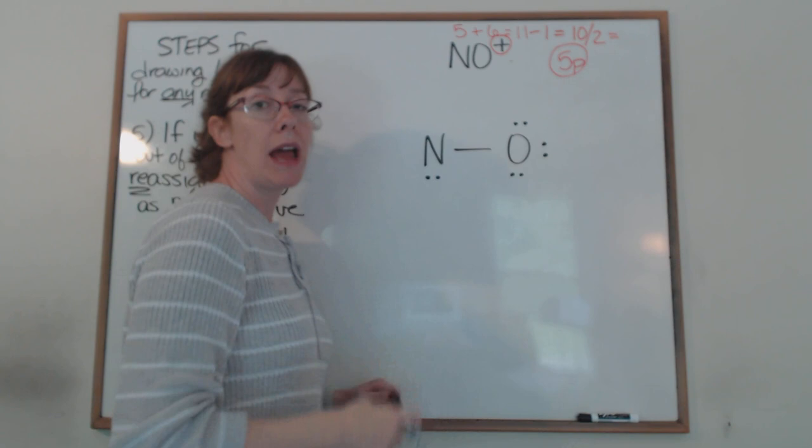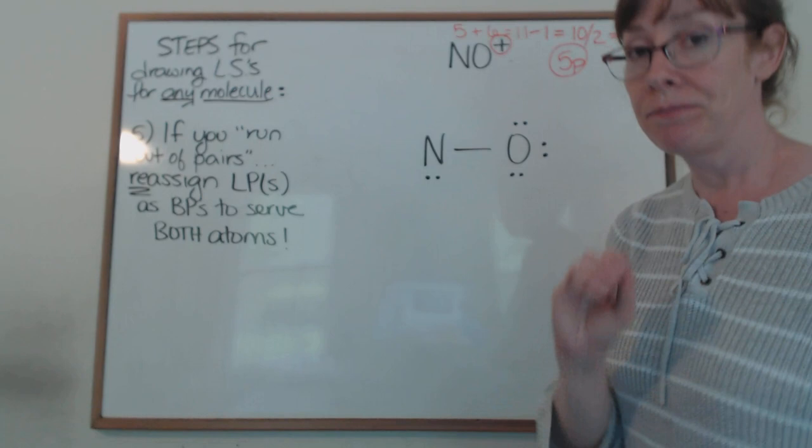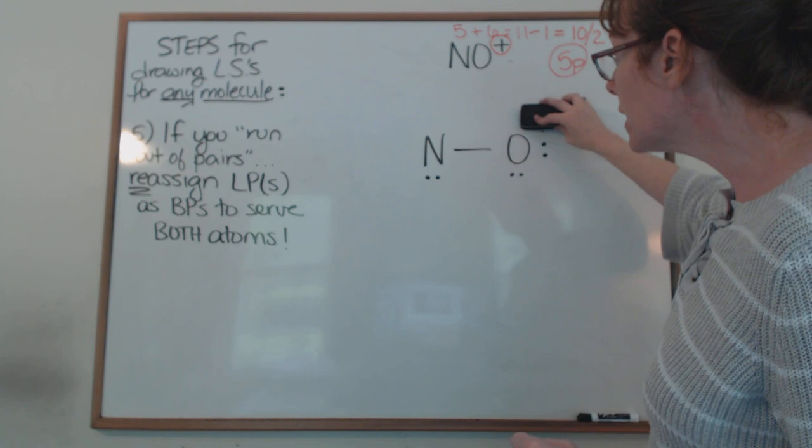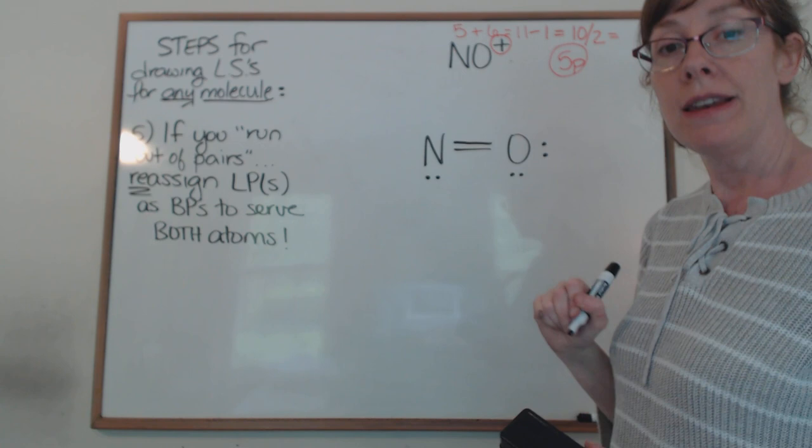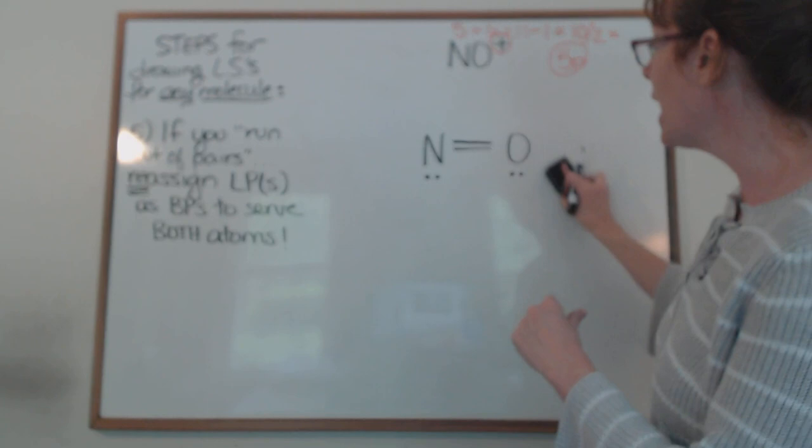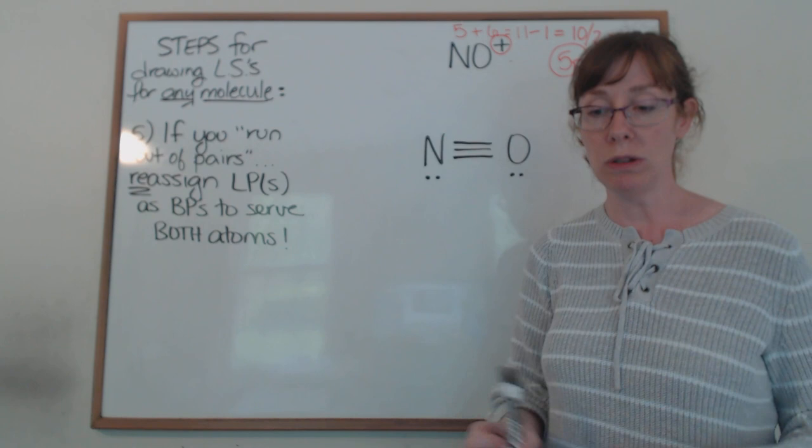So now it's time to reassign some pairs that I now have as lone pairs. They're going to have to act as bonding pairs. They're going to have to serve both atoms, not just one. So you can just start erasing. So that lone pair will have to become a bonding pair. Okay, now, is every atom satisfied? Oxygen is, nitrogen is not. So I will have to do it again. And that is how you would get a triple bond in this molecule, which it does have. Okay, that's the Lewis structure, almost.